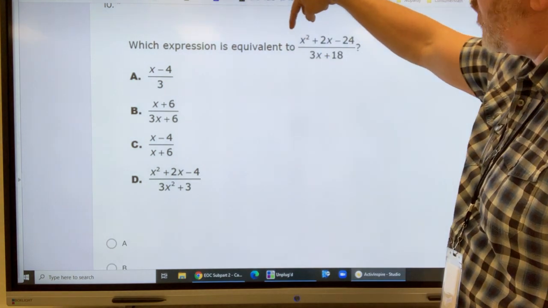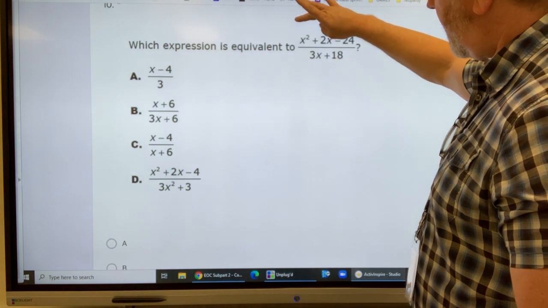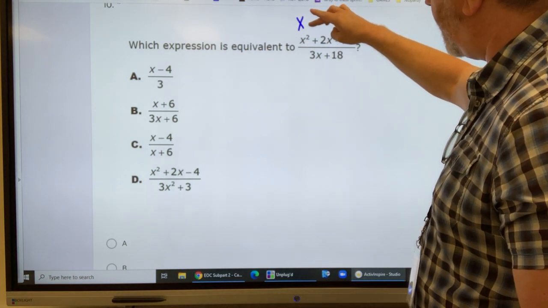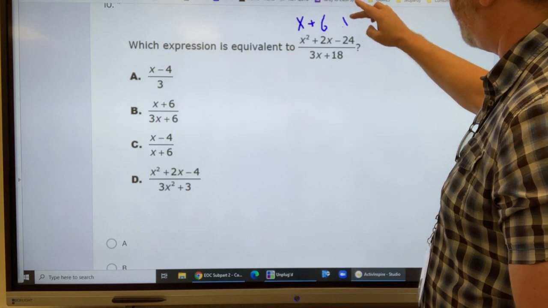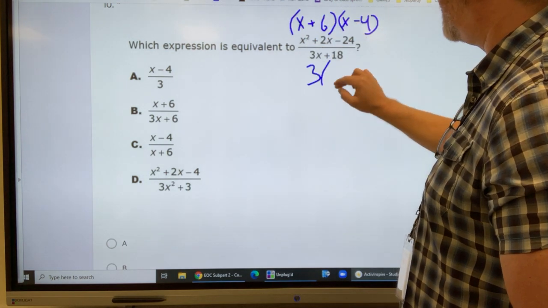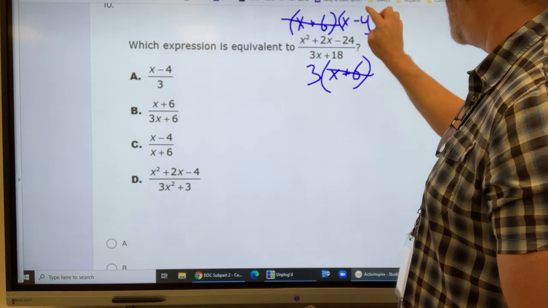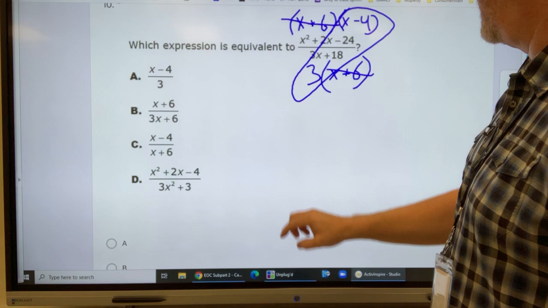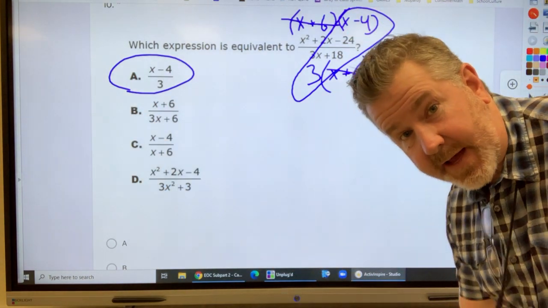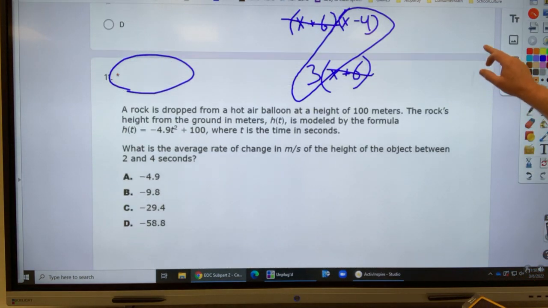Which expression is equivalent? That means we have to factor the top. What multiplies to get that and adds to get that? The answer is positive 6 and negative 4. Okay? And then the bottom factors into 3 times x plus 6. The x plus 6's cancel, and our answer is x minus 4 over 3. We did this one just the other day in class, I think. All right, moving right along.